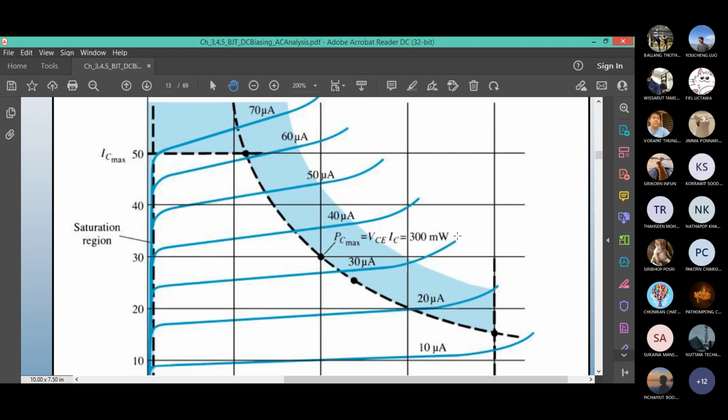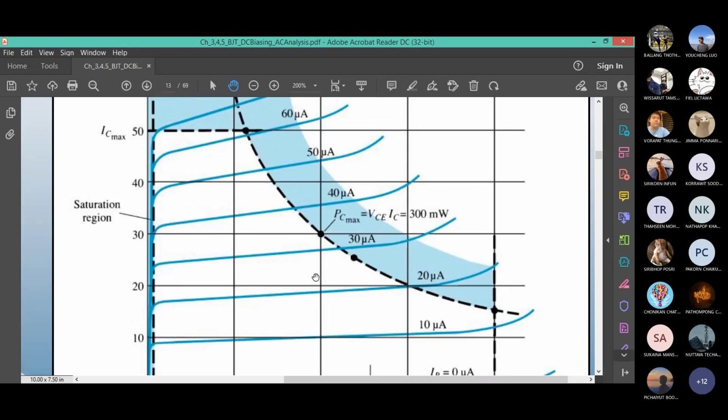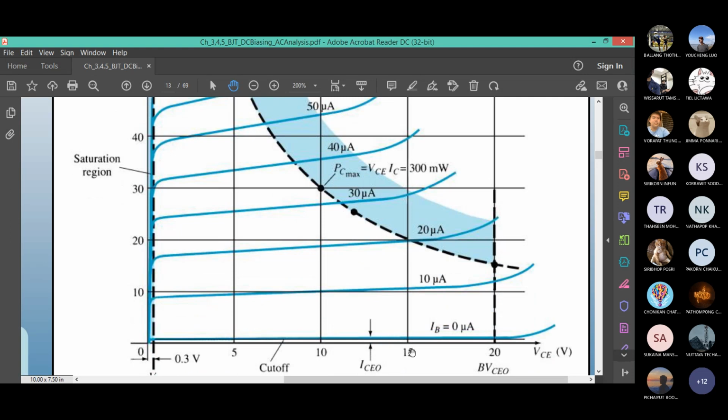How do you get it? Multiply the output current by the output voltage. At any point, you see 300. Here is 30 milliamp multiplied by 10 volt. At this point is 300 milliwatt. If you are operating at 15 volts, you must make sure that you never exceed 20 milliamp current.